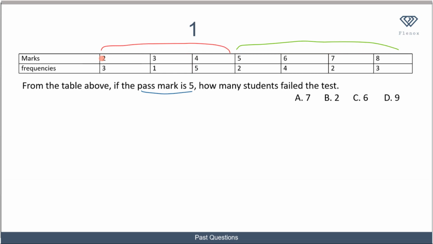So now, how many students got a mark of 2? 3 of them got a mark of 2. How many of them got a mark of 3? Just 1. And how many got a mark of 4? 5. So when I add the total number of students that got below a score of 5, I get 9. So the total number of students that failed the course is 9, and that makes the correct option to this question option D. So let's move on to the next question.